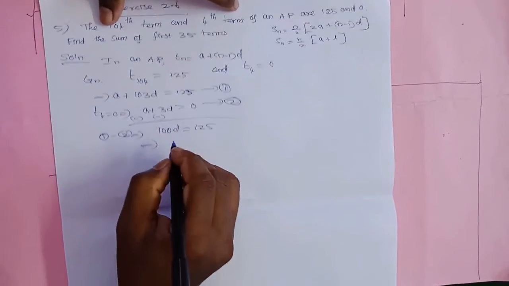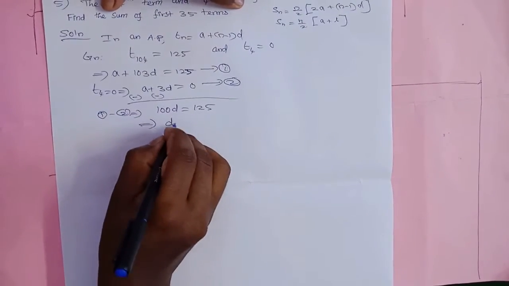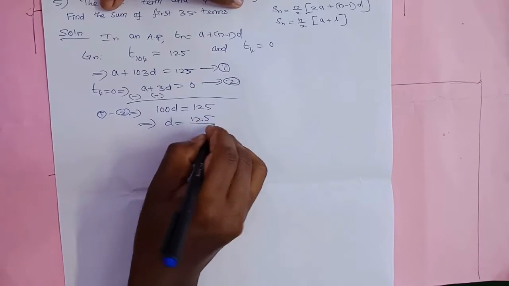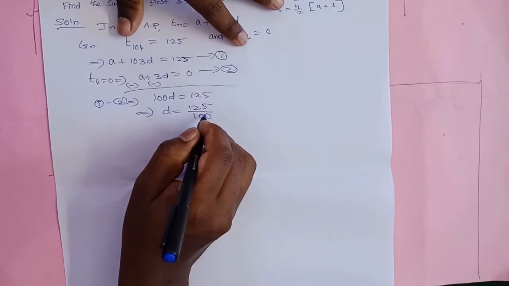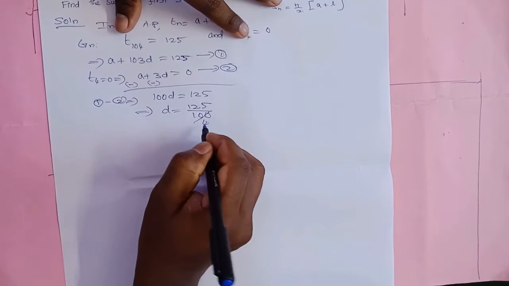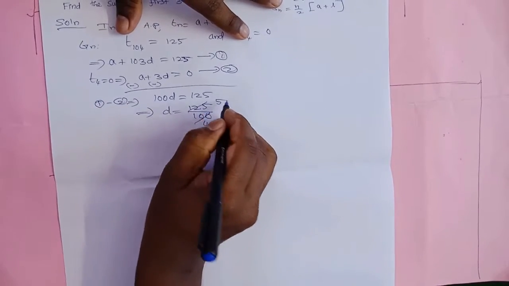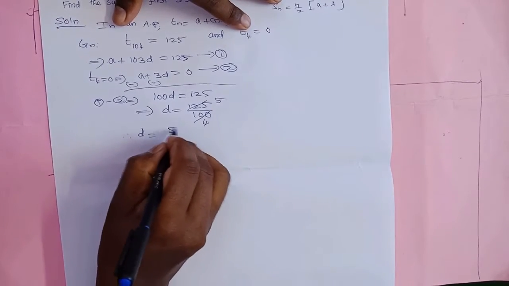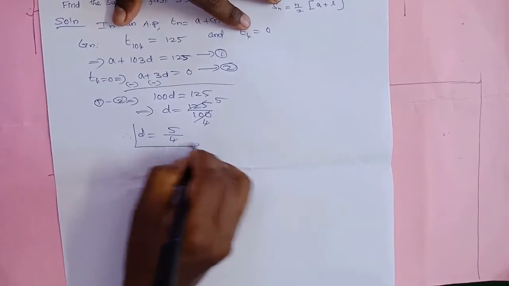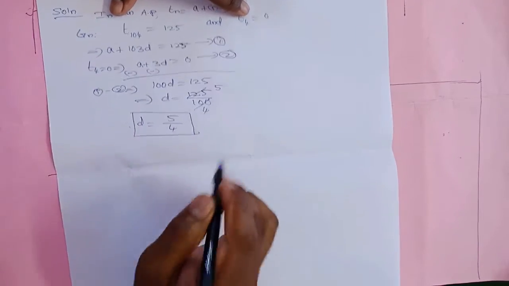Now we want the value of d. Therefore d is equal to 125 divided by 100. Both numbers are divisible by 25: 4 25s are 100, 5 25s are 125. Therefore d is equal to 5 by 4. d is equal to 5 by 4.